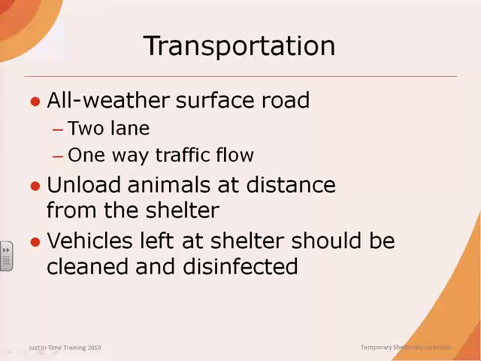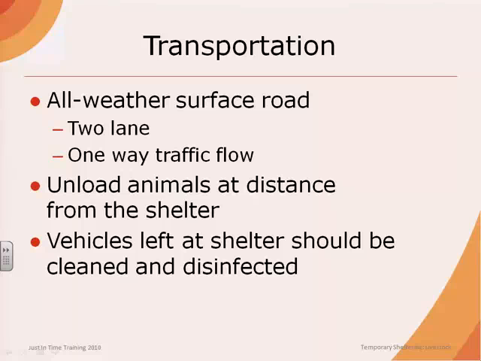Ideally, access to the facility should be an all-weather surface road, which is wide enough for 2 lanes of traffic. Establishing a one-way flow of traffic will aid in the check-in and unloading process. Incoming vehicles should not be allowed direct access into the shelter, but should unload livestock at a reasonable distance from the shelter to minimize the risk for disease transmission.